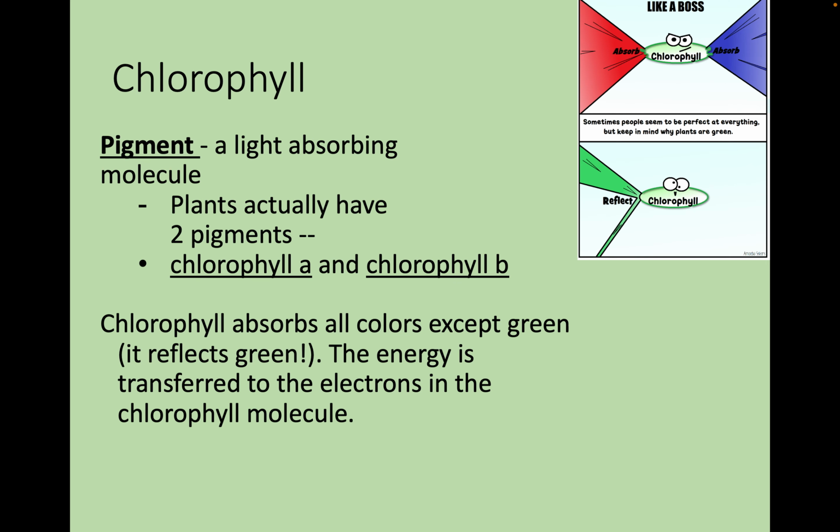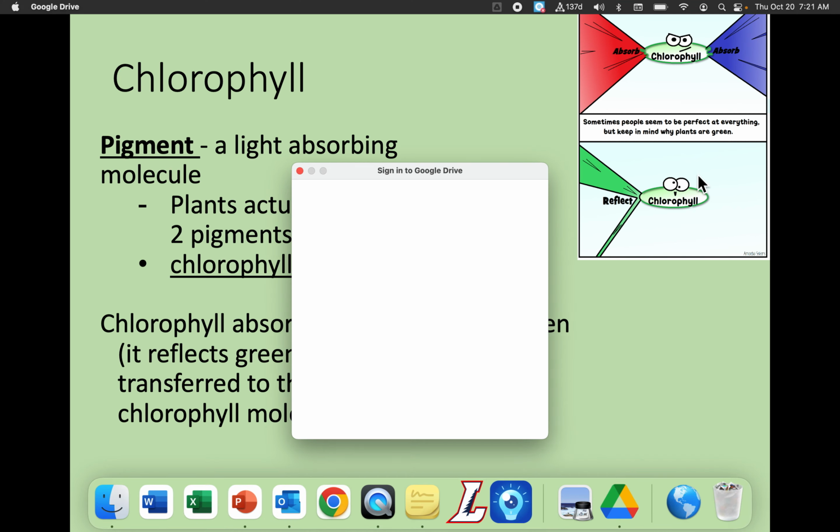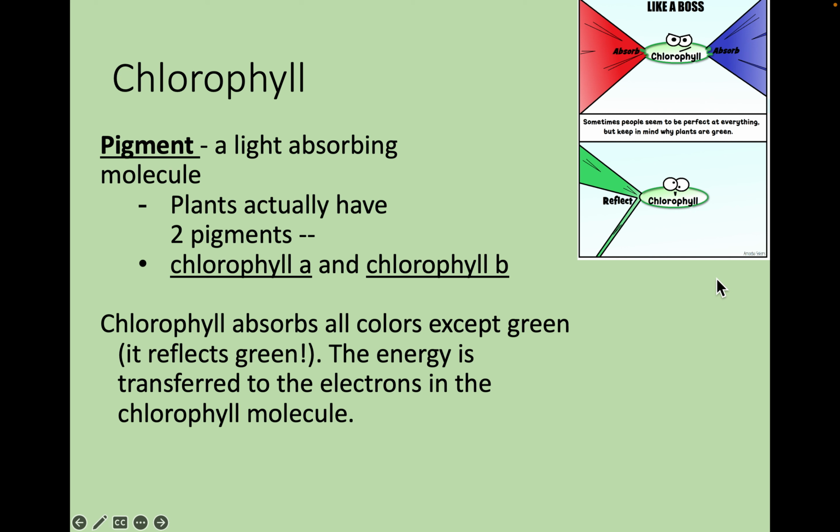What's a pigment? In general, a pigment is a molecule that either absorbs or reflects light. Plants have two of them, chlorophyll A and chlorophyll B. But chlorophyll absorbs all the colors except green. It reflects green. So when we see a plant that has chloroplasts, it looks green because it's reflecting the green back into our eyes. Another example of a pigment would be like if you're wearing red, then your shirt is reflecting red light and we see red. That energy gets transferred into the chlorophyll molecule, so it's kind of absorbing those electrons, all the energy coming in from the sun.